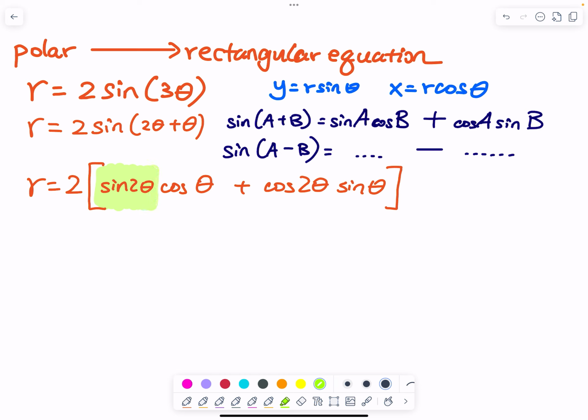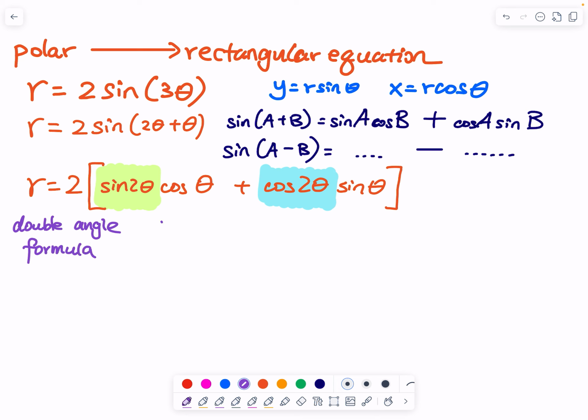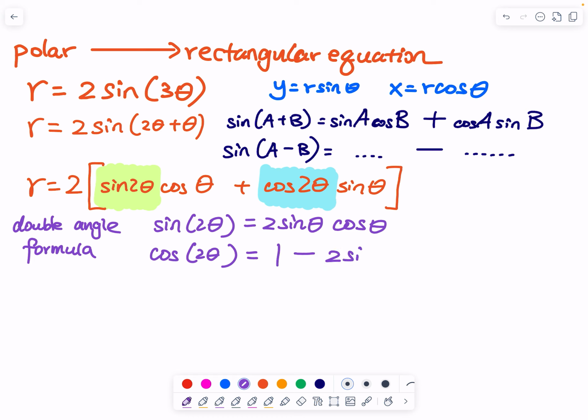So this one is a double angle formula for sine, and then I also need a double angle formula for cosine. Okay, so double angle formula. I have sine of 2 theta equals 2 sine theta cosine theta, and then cosine of 2 theta equals, this one I prefer to use 1 minus 2 sine square.